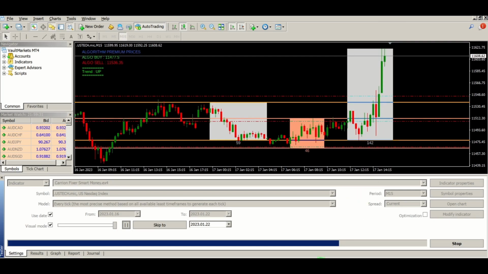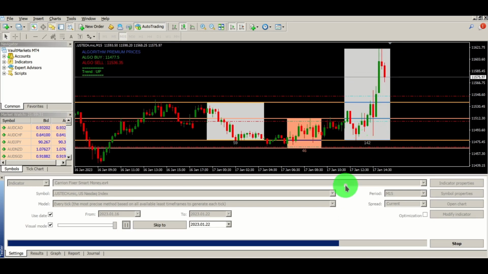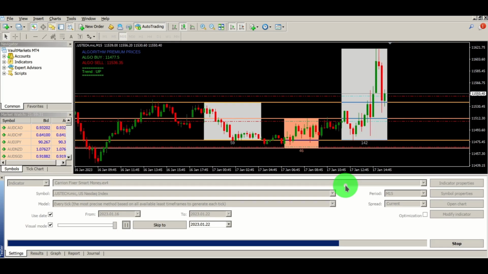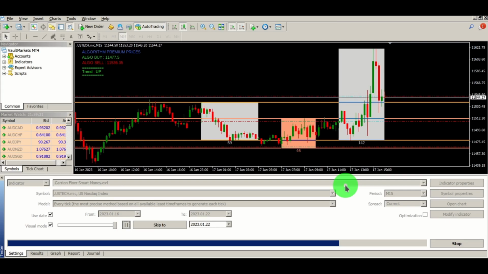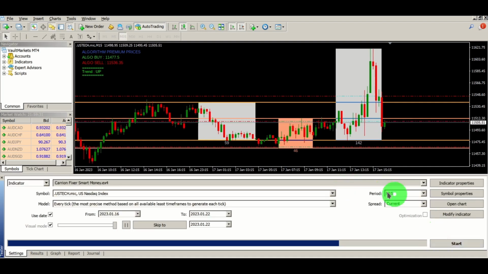So guys, I think I did it. I think I cracked the matrix. I cracked the matrix code of trading, guys. So let's just have a look at this. And again, there is a feature for this trading indicator that I want to show you.